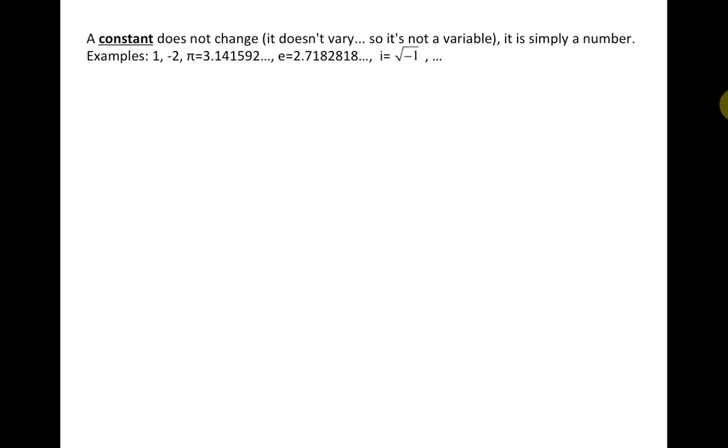Alright, moving along. A constant does not change. It doesn't vary, so it's not a variable. It is simply a number. Some examples of constants. So 1 is a constant, -2 is a constant. The number pi, 3.141592, and so on, that's a constant.